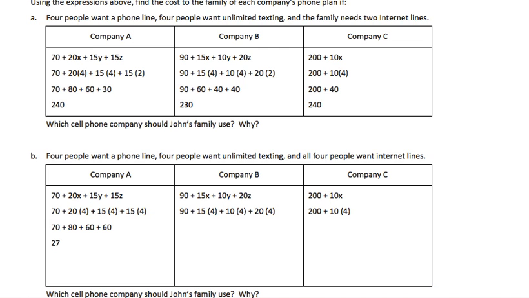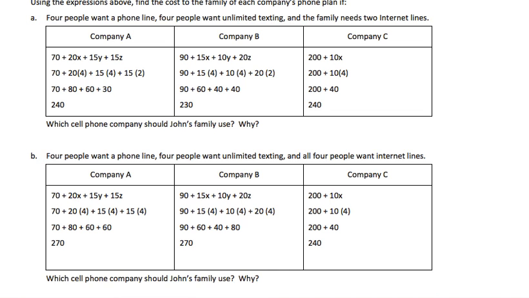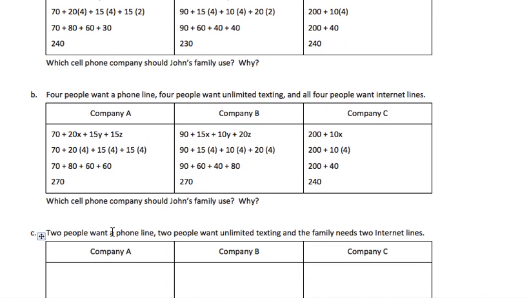Which is 270 for Company A. Company B, 90 plus 60 plus 40 plus 80 is 270. And finally, for Company C, 200 plus 40 is 240. So in situation B, John's family should choose Company C because it is the least expensive for those options.